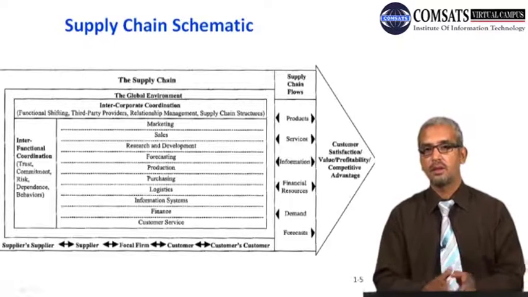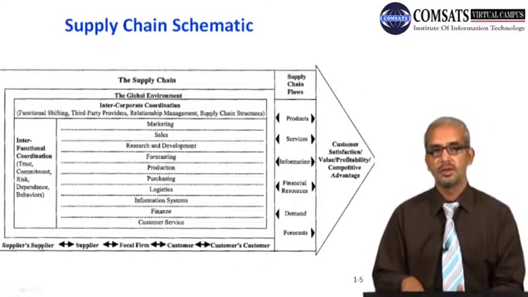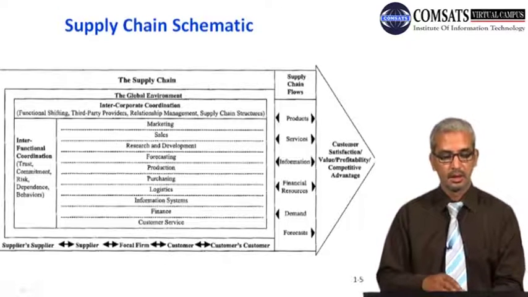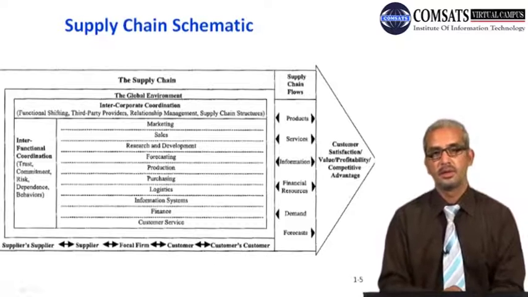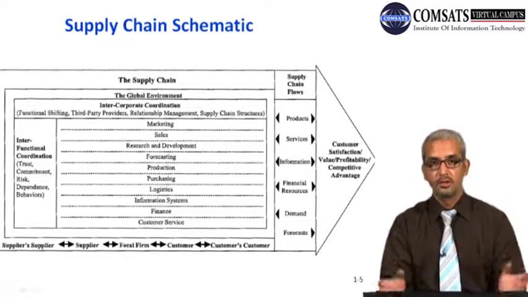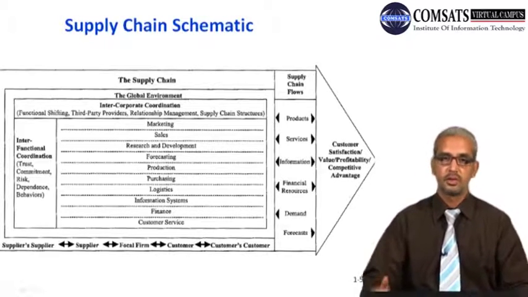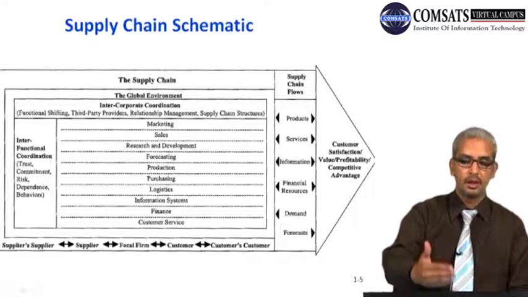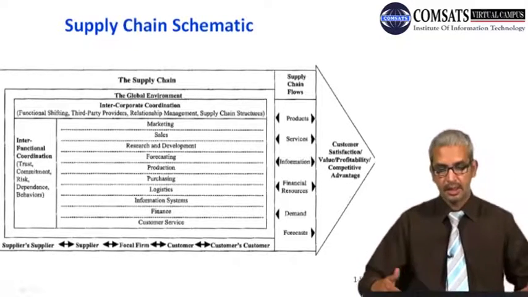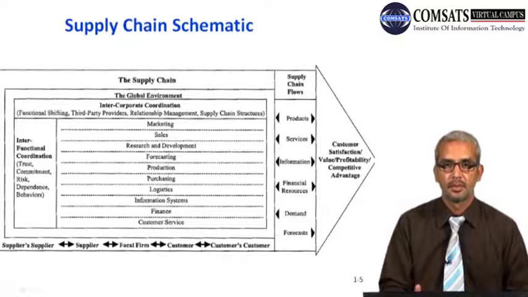I'm talking about interfunctional coordination, and interfunctional coordination between different functions of the same business entity depends on trust, commitment, risk, dependence, and the behaviors of different functional entities. So all of this needs to come together to ensure the whole supply chain process. First we were talking about inter-corporate coordination in the global environment. Now we are talking about how, within that corporation, various functional areas need to coordinate with each other.